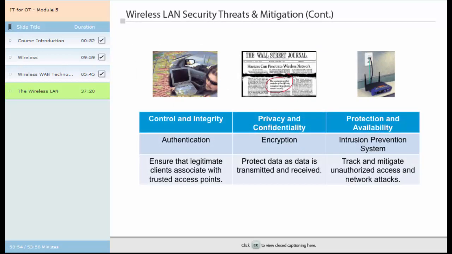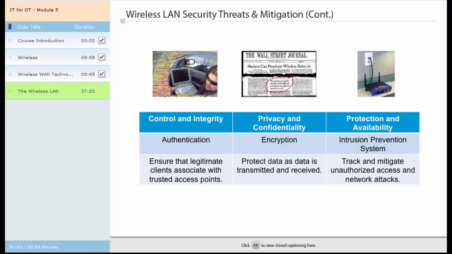To secure a WLAN, the following steps are required. Authentication ensures that legitimate clients and users access the network via trusted access points. Encryption provides privacy and confidentiality. Intrusion detection systems and intrusion prevention systems protect from security risk and increase availability. There are also air monitor systems that monitor for system activity, hot zones, and vulnerabilities.